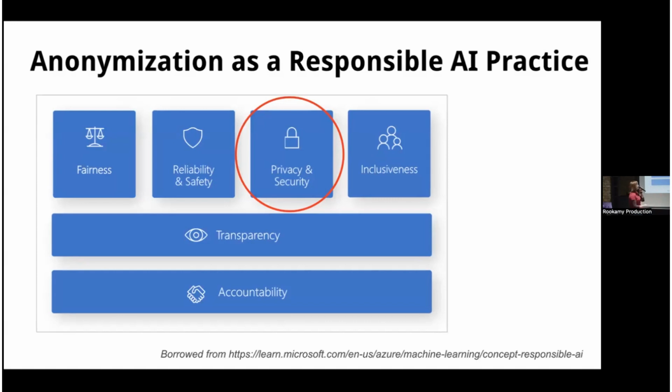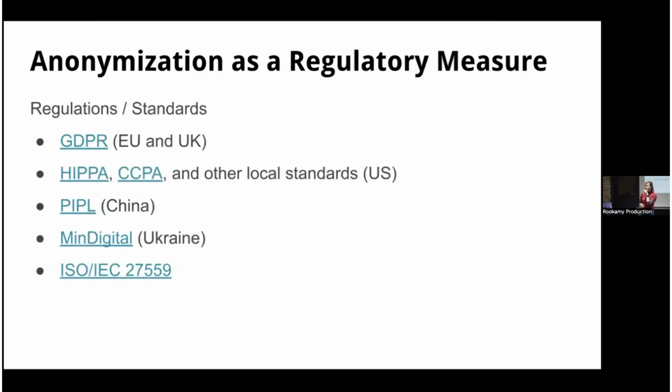This is what you see here on the slide: 6 principles of responsible AI from the Microsoft Responsible AI standard. And one of the principles is privacy and security, where text anonymization falls, right? In addition to being ethically responsible when handling users' data, there's also a legal part to it. There are multiple regulators in multiple locations around the world.